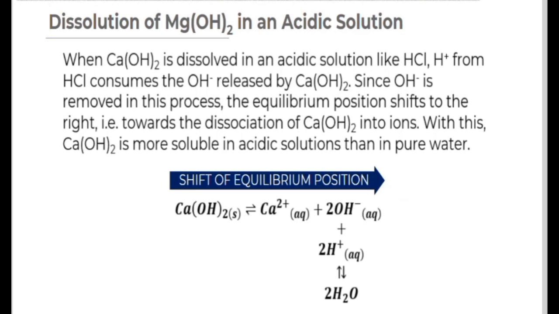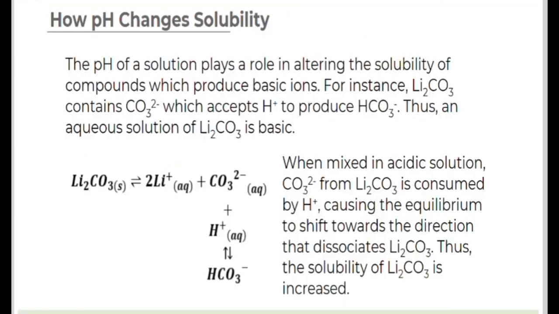When calcium hydroxide is dissolved in an acidic solution like hydrochloric acid, hydrogen ion from hydrochloric acid consumes the hydroxide ion released by calcium hydroxide. Since hydroxide ion is removed in this process, the equilibrium position shifts to the right, that is, towards the dissociation of calcium hydroxide into ions. With this, calcium hydroxide is more soluble in acidic solutions than in pure water.